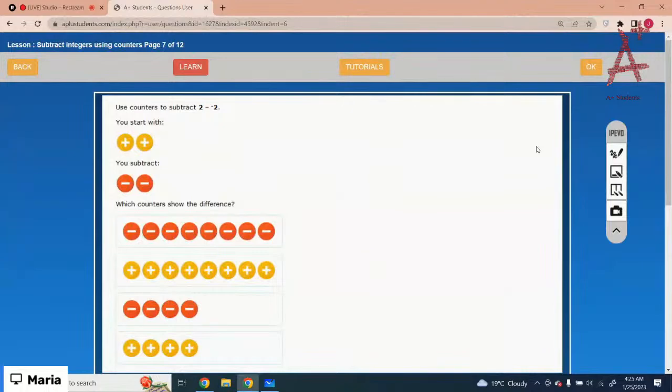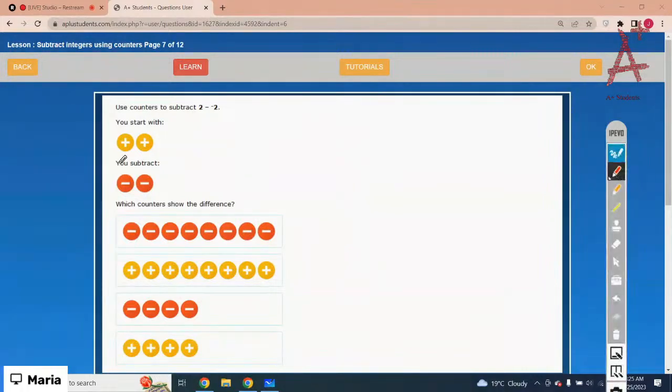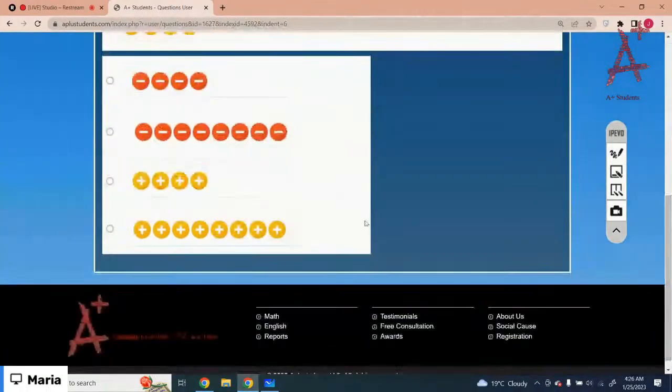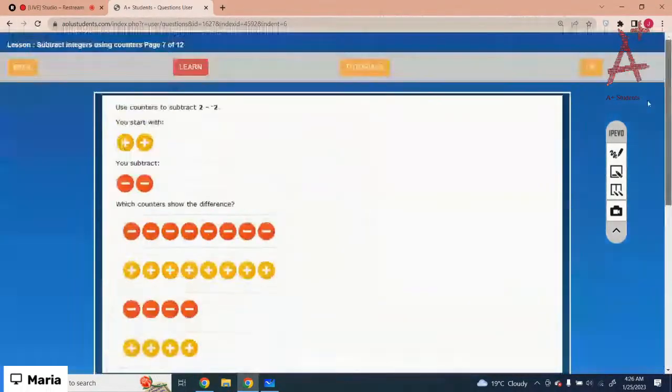Okay, use counters to subtract 2 minus 2. So here you just have two positive counters. So add two negative counters, and to balance, add two positive counters as well. So these counters cancel out each other. So you are left with four positive counters. So that would be the last option. Got it? So just select the correct option, then click on the OK button.